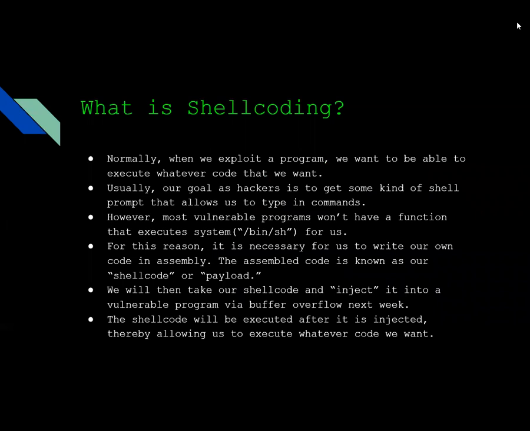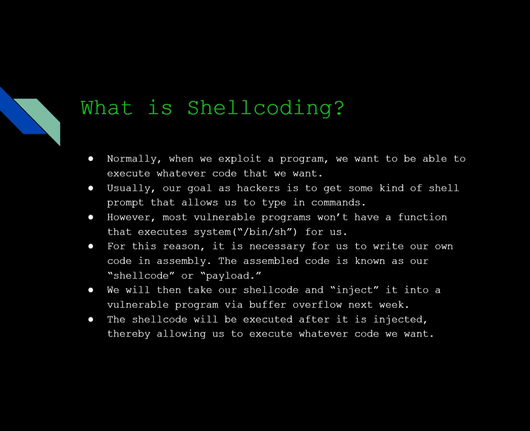You're probably wondering, what is shellcoding? Well, normally our goal as hackers is to be able to manipulate a binary executable file to execute some code that it shouldn't be executing. Usually our goal is to get some kind of shell prompt that allows us to type in whatever commands we want. In order to do this on Linux, you have to execute the /bin/sh file. But normally most vulnerable programs won't just have a function call to this file, so we can't just execute that file automatically. We need to actually write our own code in assembly.